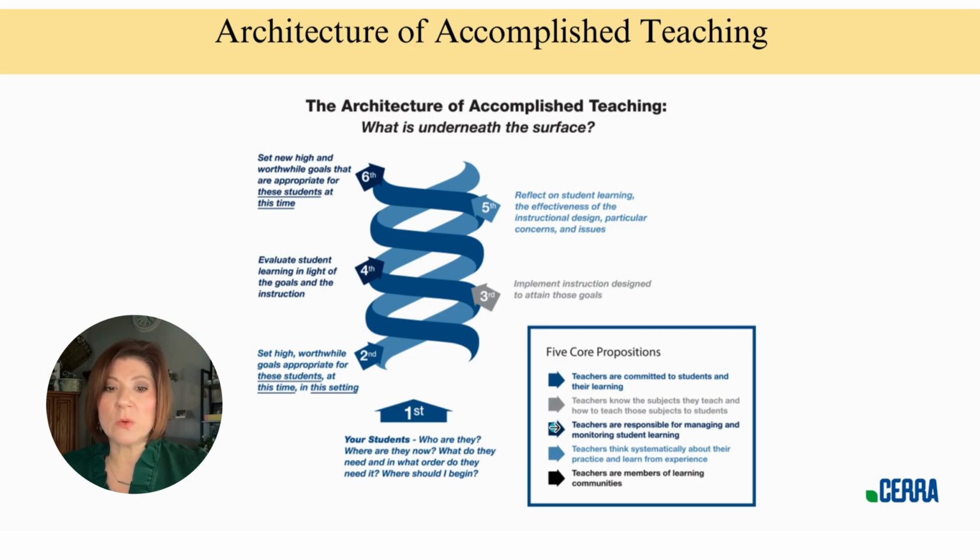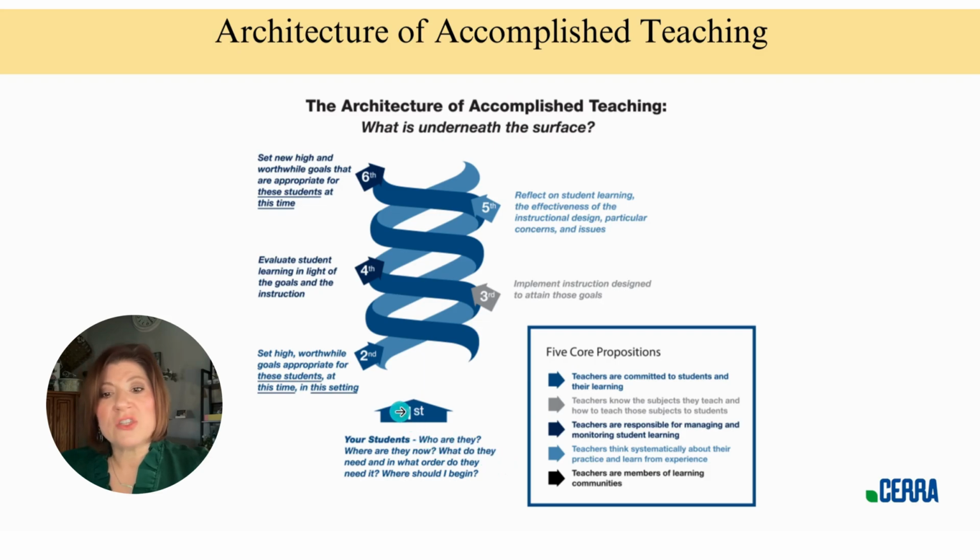Core proposition number 3, teachers are responsible for managing and monitoring the learning of their students. Core proposition number 4, teachers think systematically about the practice and learn from their experience. And core proposition number 5, we're looking at teachers are members of the learning community. All of this ties into that architecture of accomplished teaching. If you'll notice, this is a double helix, which means this is ongoing. It is constantly happening throughout good teaching.